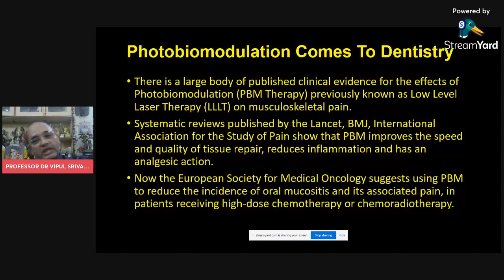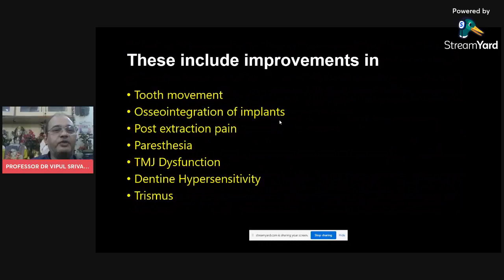The European Society for Medical Oncology suggests using photobiomodulation to reduce the incidence of oral mucositis and also the associated pain in patients receiving high-dose chemotherapy or chemoradiotherapy. So where can we use it? In dentistry, low-level laser therapy or PBM can be used for improvement of tooth movement, osseointegration of implants, and post-extraction pain. We can use it for paresthesia.